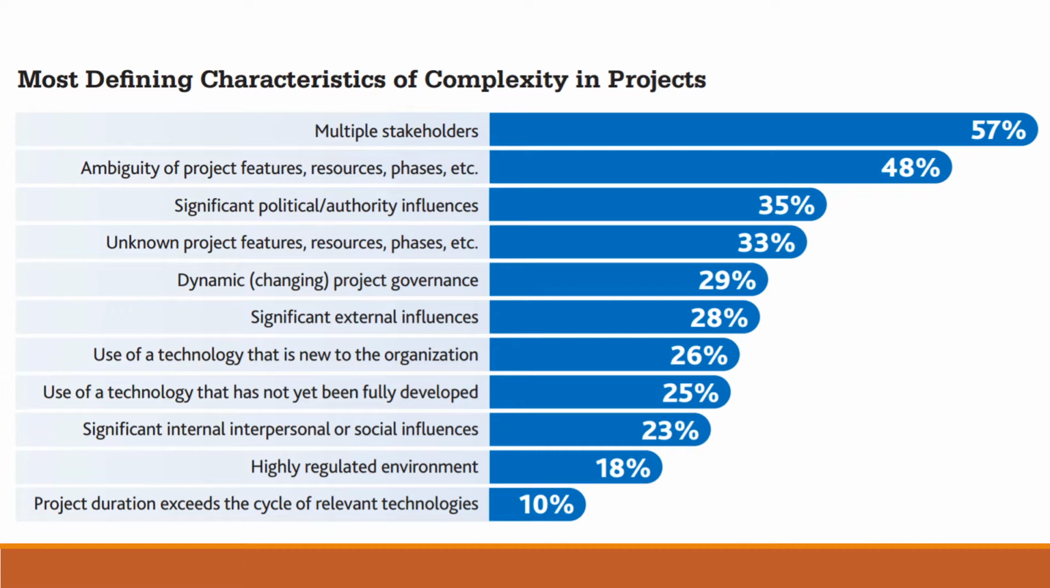Significant internal, interpersonal, or social influences, 23%. That is the third last. I'm on second last now. Highly regulated environment. That also makes a project complex to be delivered. Project duration exceeds the cycle of relevant technologies. Now, the project duration itself, let's say a 1 year long project, and by the time you're done with the project, the relevant technologies have already changed. So, those are some of the most defining characteristics of complexity in our projects.